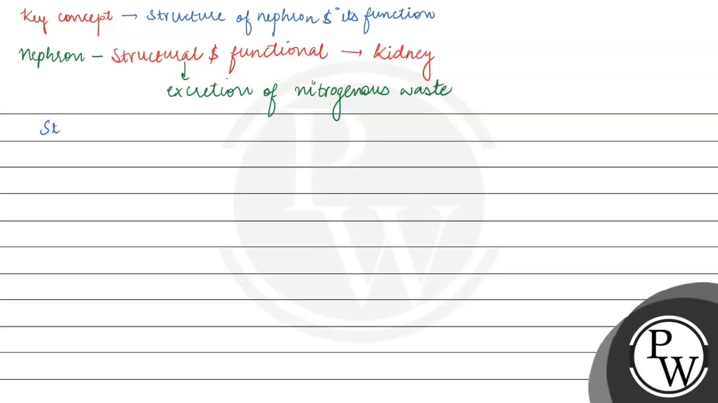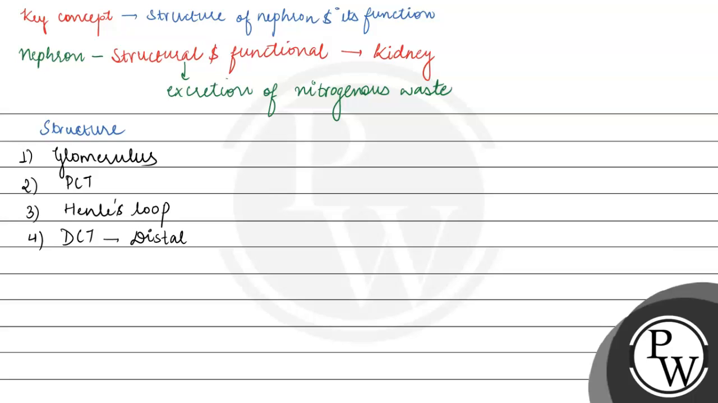एंड जो हमारा नेफ्रॉन का स्ट्रक्चर होता है, दिस स्ट्रक्चर contains a total of 4 parts, which is first is glomerulus, second is PCT, which is proximal convoluted tubule, third is Henle's loop, while fourth is DCT. DCT का फुल फॉर्म होता है distal convoluted tubule.